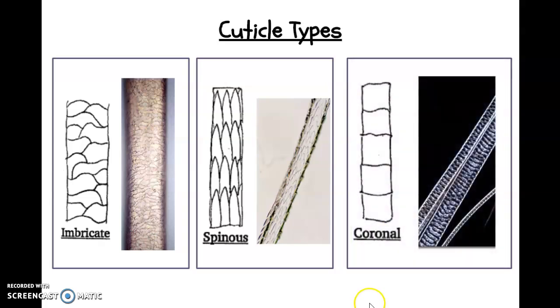And then here we have the coronal. And coronal, it looks like you've stacked cups inside of each other. They just look like you just stacked a whole bunch of them. And you can see here how that's the case on this hair. It very much looks like you stacked objects. I mean, it looks a lot like cups sitting inside of each other.